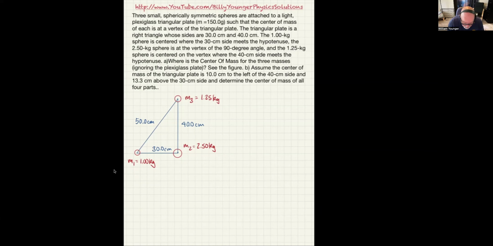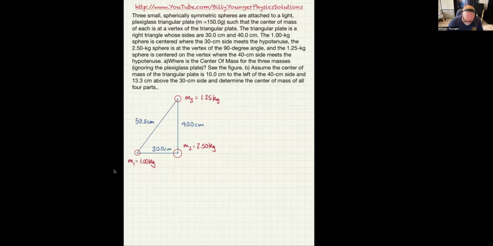In part A, they want us to find where the center of mass is for the three masses, ignoring the plexiglass plate, and it tells you, of course, to see the figure. In part B, it wants you to assume the center of mass of the triangular plate is 10 centimeters to the left of the 40 centimeter side and 13.3 centimeters above the 30 centimeter side. And they want us to determine the center of mass in this case when we're counting all four parts.